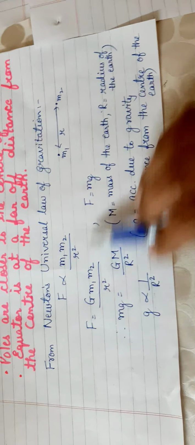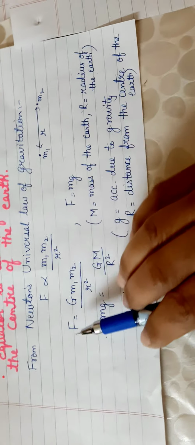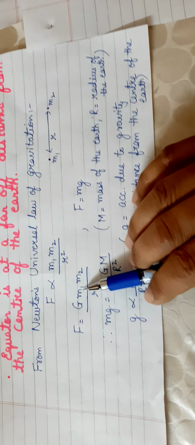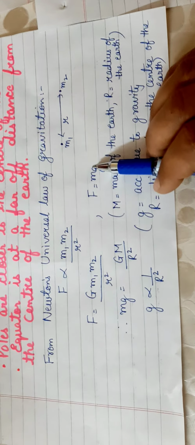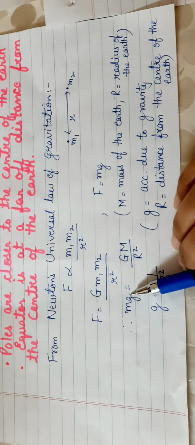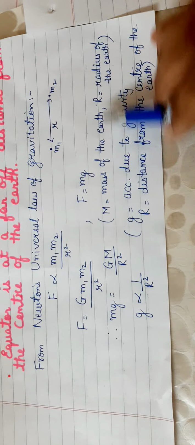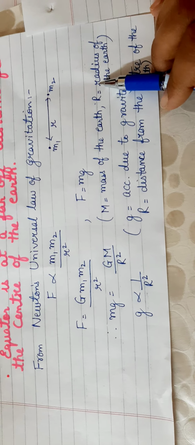Now, if I substitute this F is equal to mg part here, I get mg is equal to, in place of m1, m2, I take GM upon r square. Now, what does this stand for? You understood why I took mg here? Because F is equal to mg. So, I substituted it here. And I took G. And why did I take M upon r square? Here, M refers to the mass of the earth and r refers to the radius of the earth.